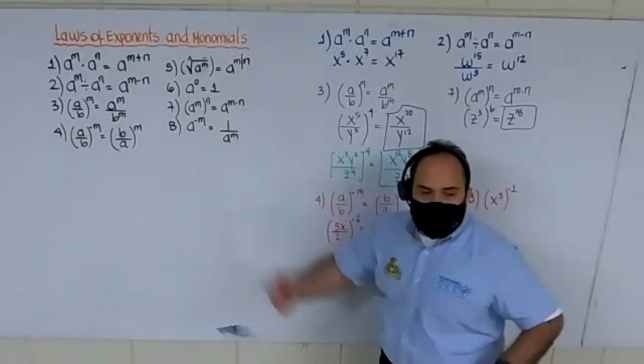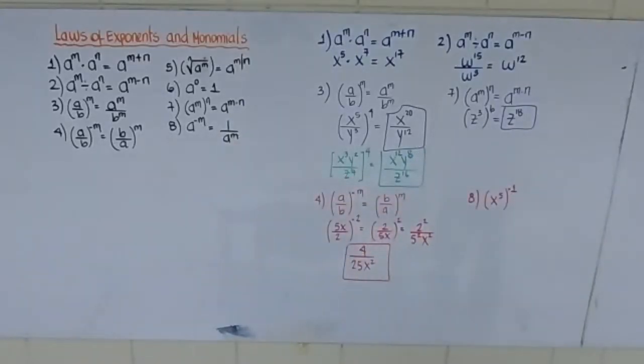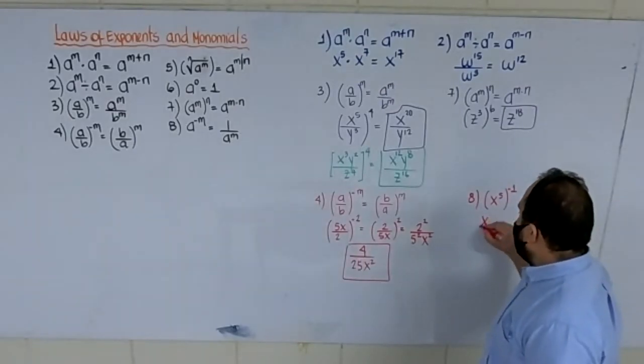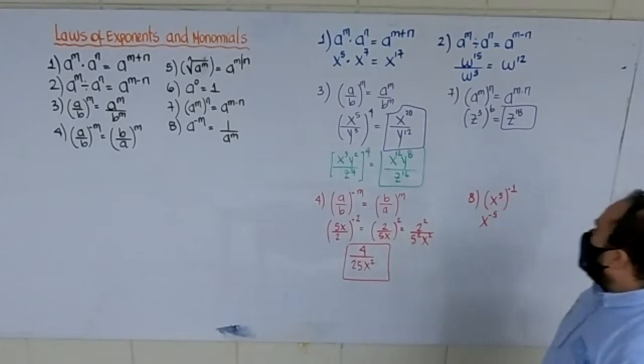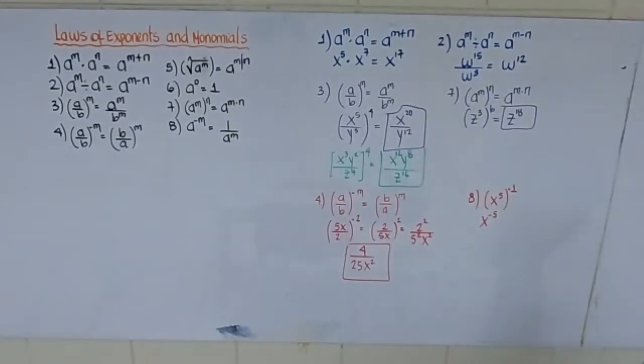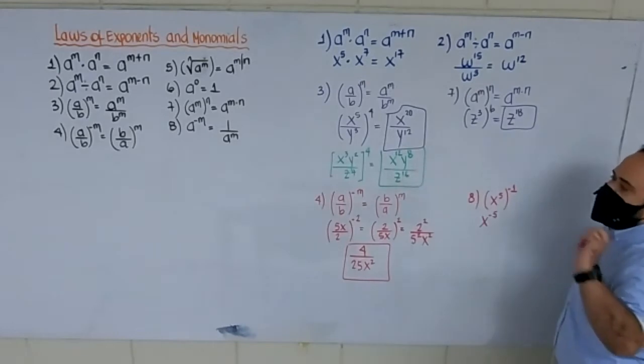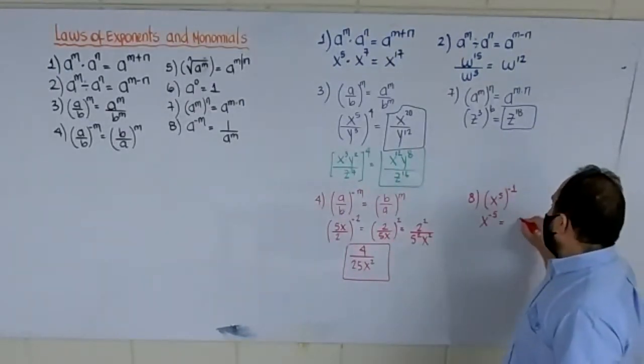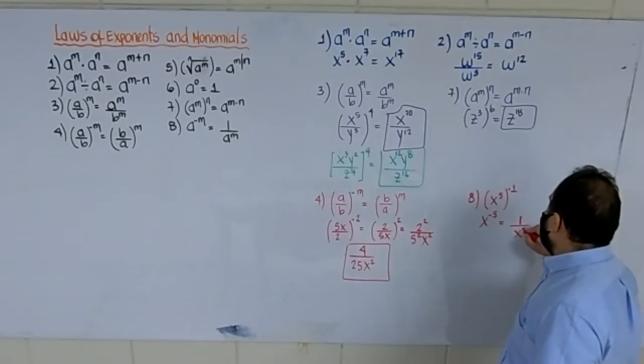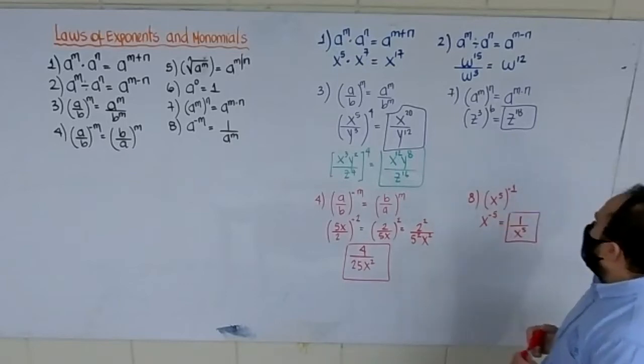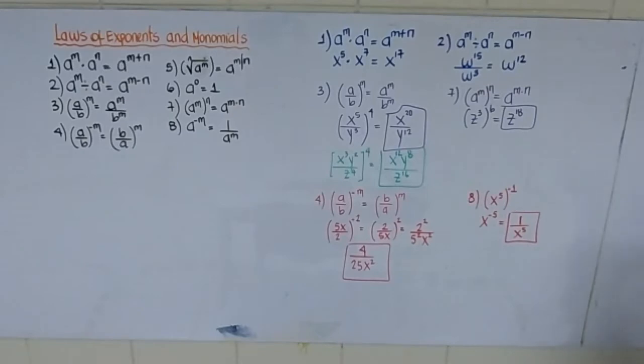Power of power: copy the base and multiply their powers. That means I'm going to have x at the negative fifth power. And now, because we don't want to work with negative powers, it's time to apply rule number 8. Rule 8, the negative n power, will be given by 1 over x to the fifth power. And this is going to be the solution set of rule number 8.